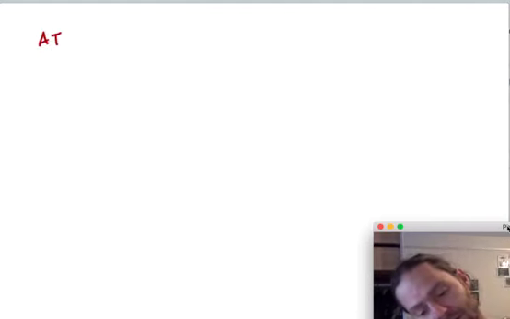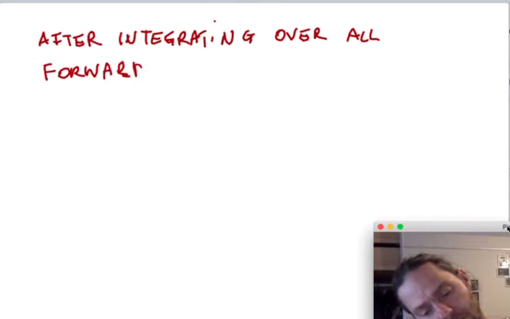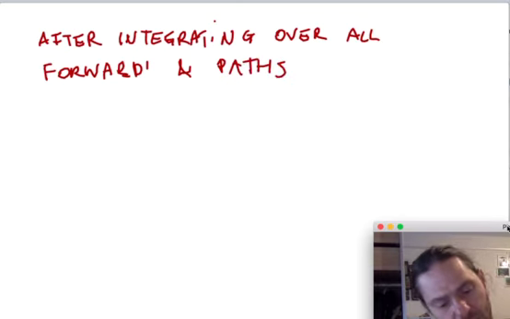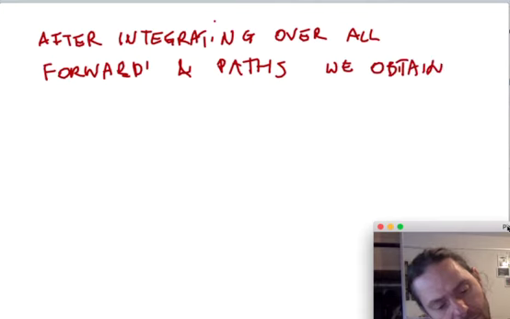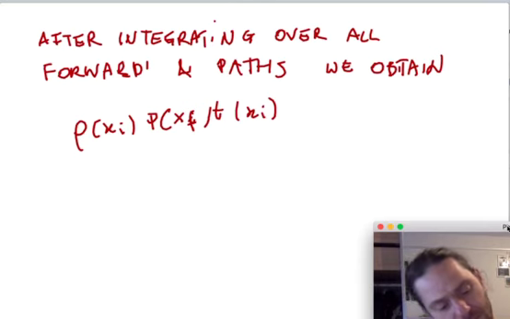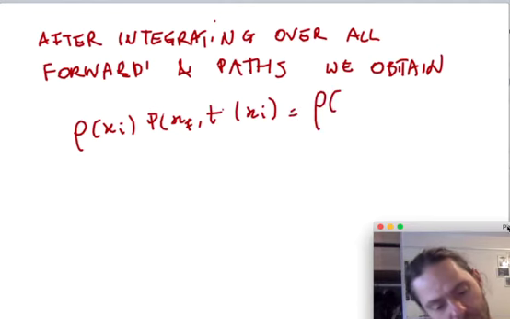So after integrating over all forward and backward paths, in other words, performing the path integral on the left-hand side and the right-hand side, we obtain that the equilibrium distribution times the Fokker-Planck probability to go from the initial to the final configuration in time t, let me write it in a more readable way, is equal to the final equilibrium distribution times the probability to go from the final to the initial configuration.